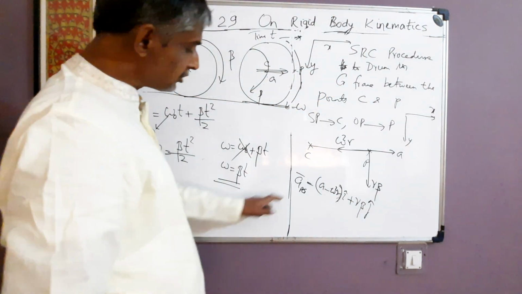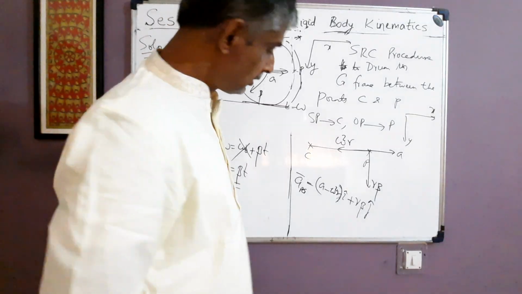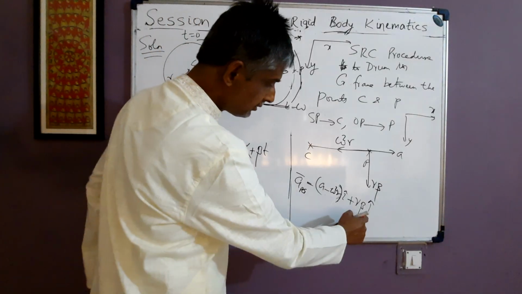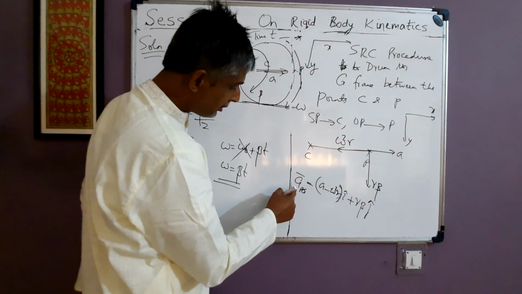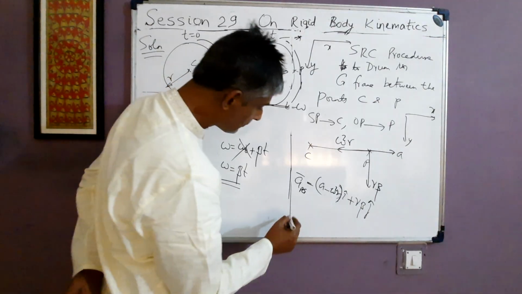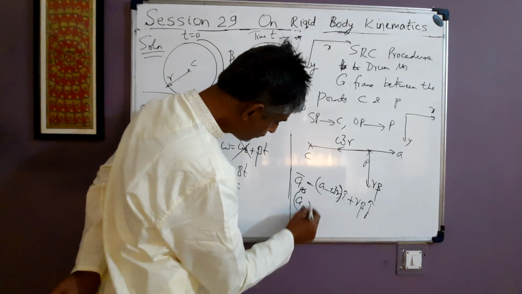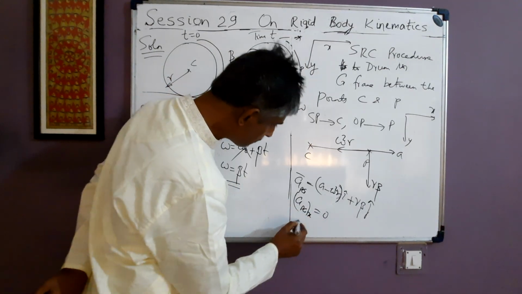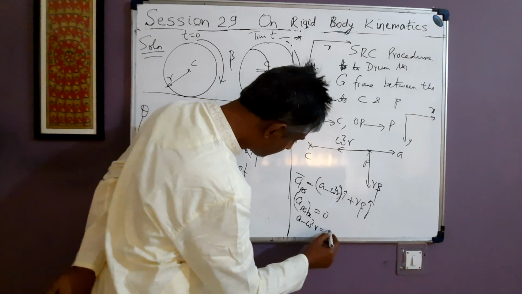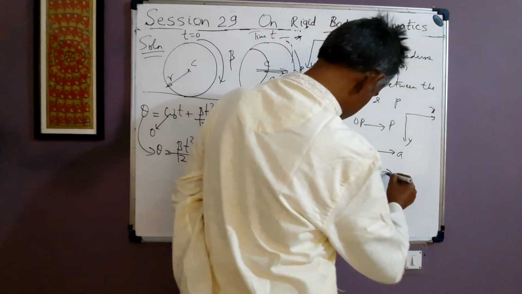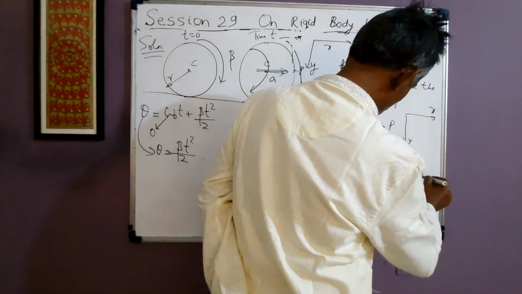But it is given that acceleration of P is in downward direction. That means APG is along j hat. So the x component of APG must be 0. So that is a minus omega square R is 0. This means a is equal to omega square R.